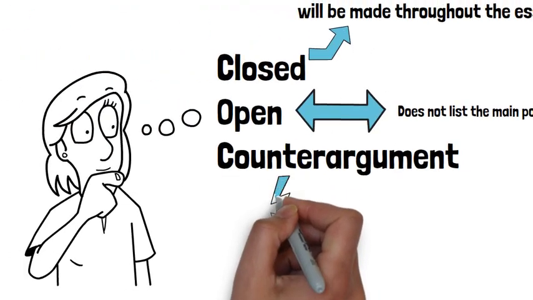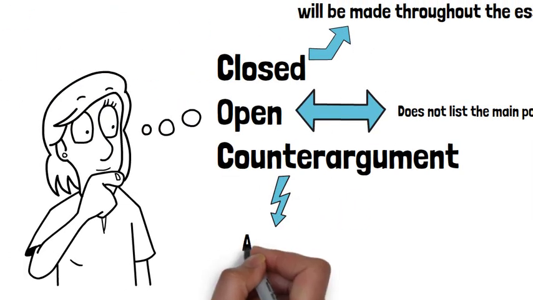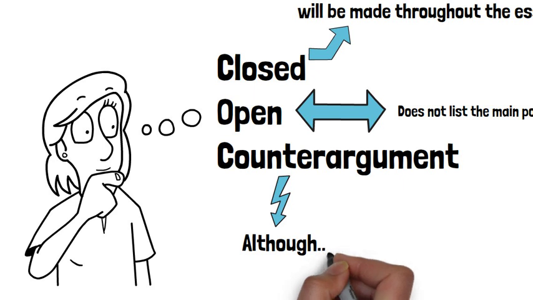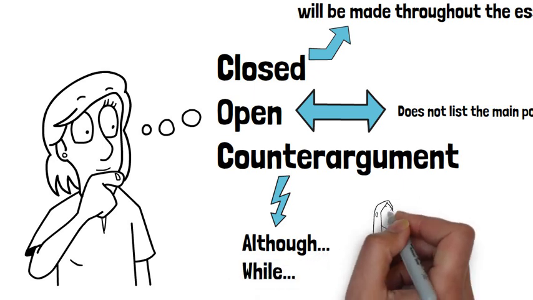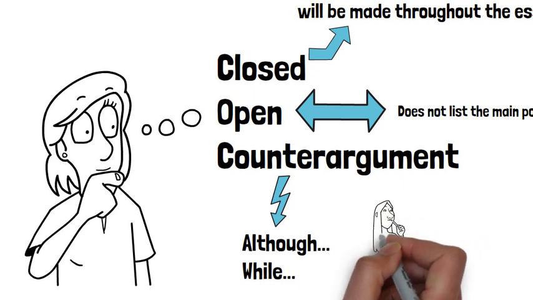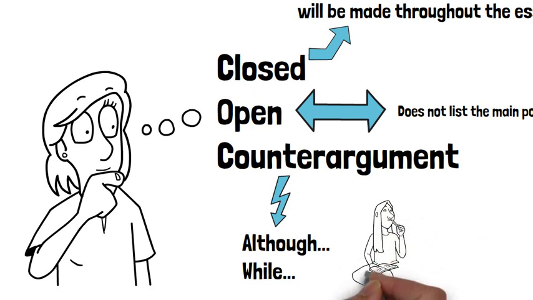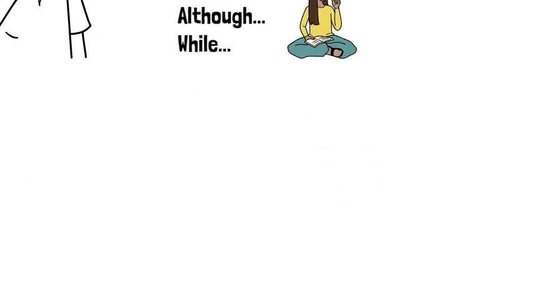A counterargument thesis typically begins with the word although or while. It is called a counterargument thesis because the writer gives an opposing viewpoint before delivering their actual thesis. Here's an example of a counterargument thesis.